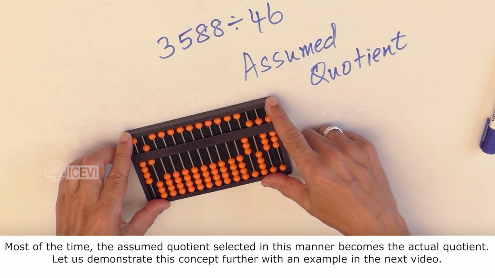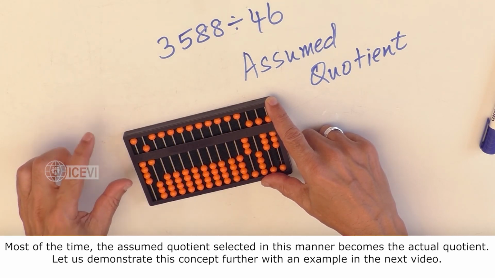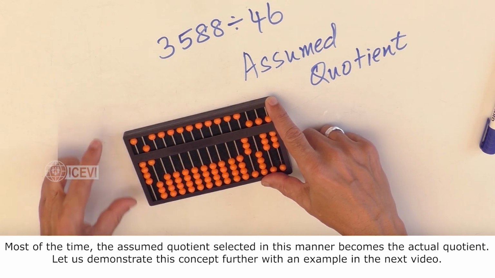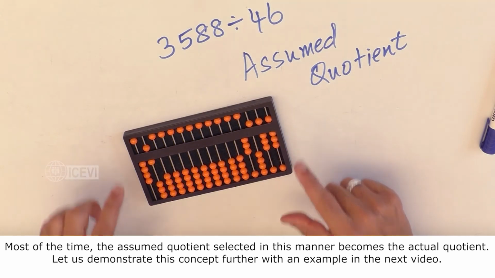Most of the times, the assumed quotient selected in this manner becomes the actual quotient. Let us demonstrate this concept further with an example in the next video.